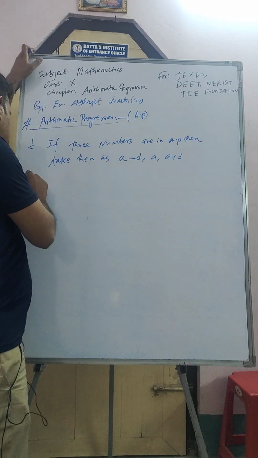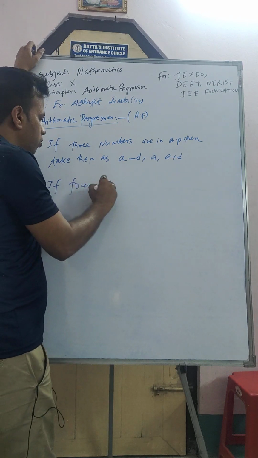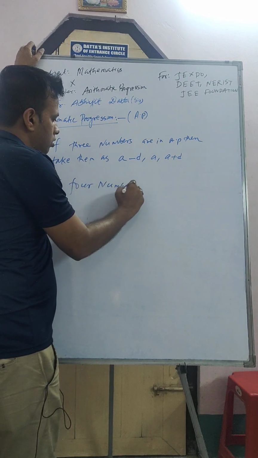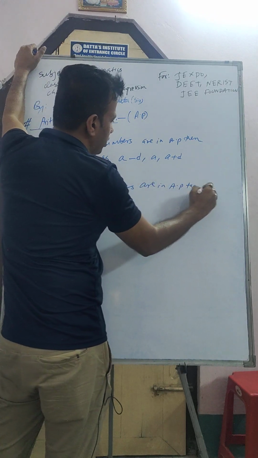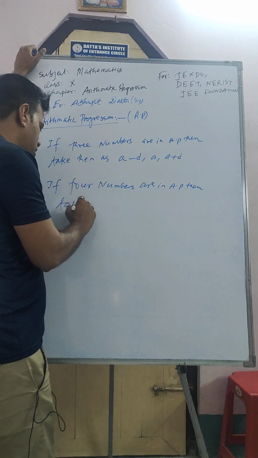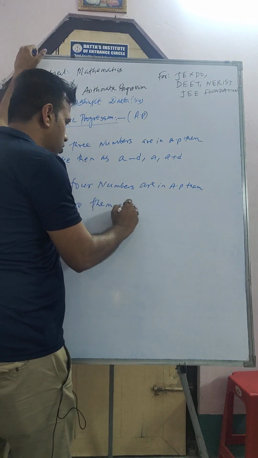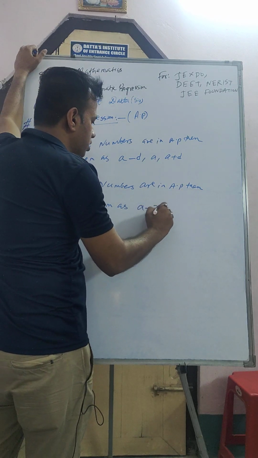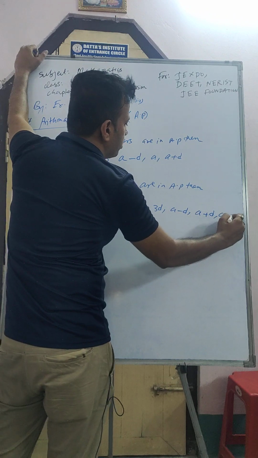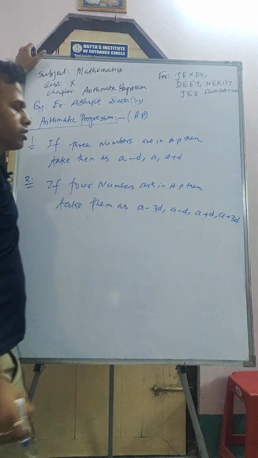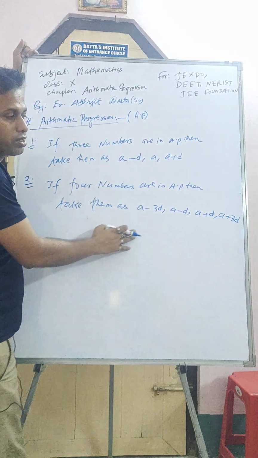Second, if four numbers are in AP, then take them as A minus 3D, A minus D, A plus D and A plus 3D. So if four numbers are in AP, the numbers are A minus 3D, A minus D, A plus D and A plus 3D.